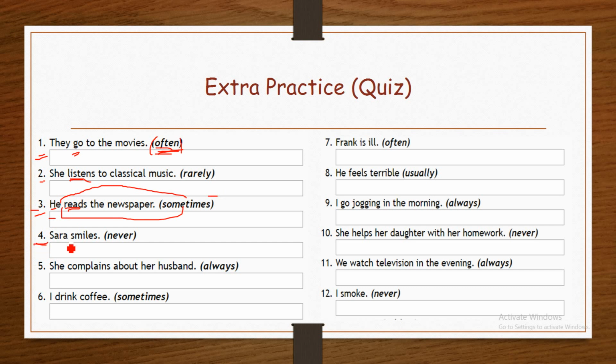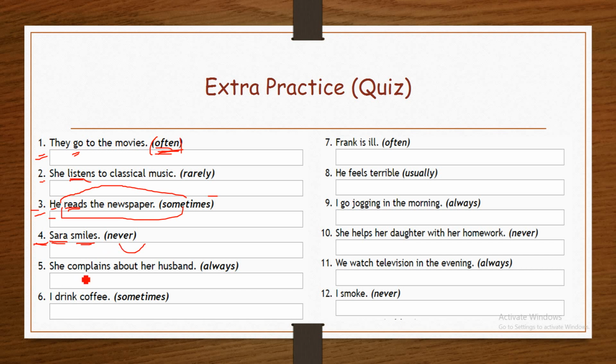Number four. Sarah smiles. We have subject plus main verb. Therefore, subject plus adverb of frequency plus main verb. Sarah never smiles. It means Sarah 0% smiles.